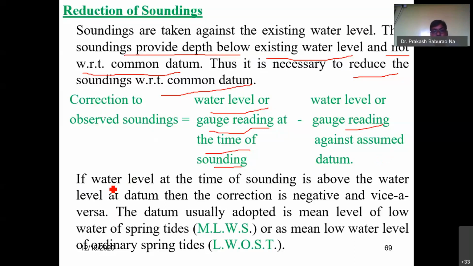If the observed reading, that is the water level at the time of the sounding, is above the water level at the datum, then the correction is negative. Vice versa, it is positive when it is below the water level at the datum. The datum is usually adopted as the mean level of the low water of spring tides. Already you are aware of spring tides, or mean low water level of ordinary spring tide. In short, it is LWOST, here the mean level MLWS.